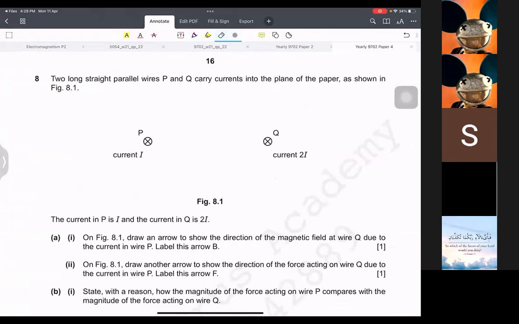So, current in wire P, current in wire Q. It says draw an arrow to show the direction of the magnetic field due to current in wire P. Of course, he used the grip rule, and it goes like this. You can check with the grip rule. So the arrow will turn like this, right? So here it will be like this.